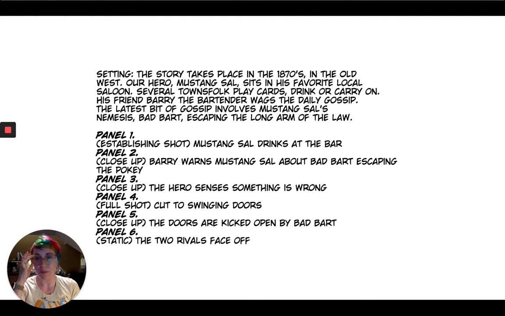So when I break it down, I have Mustang Sal drinking in the bar, and then his friend warns him about his nemesis getting out of the pokey, and then he senses something is wrong, and then the doors swing open and there is his nemesis, Bad Bart, and then they face off. So every time I say and then, it's a new panel. So I have 6 moments, and if each panel equals a moment in time, I have 6 panels.